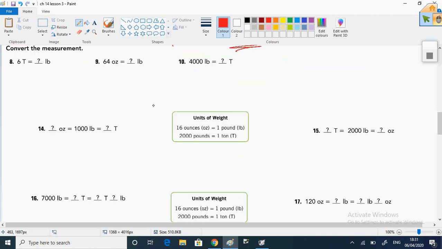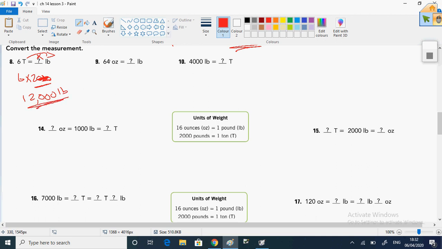Here again, 6 tons to lb. From bigger to smaller we have to multiply. 6 by 2,000. Put the zeros inside the answer. 6 times 2 and cross them from here. Becomes a 12, so 12,000 lb.